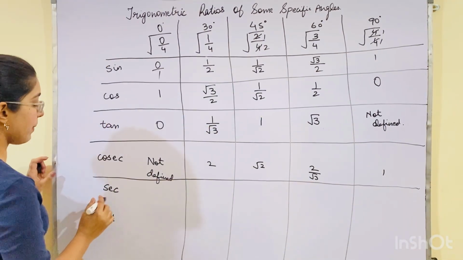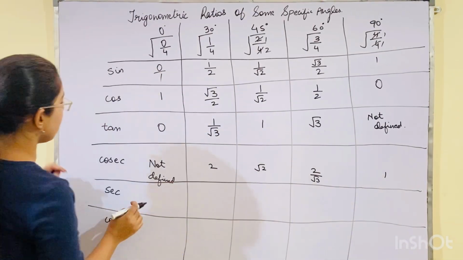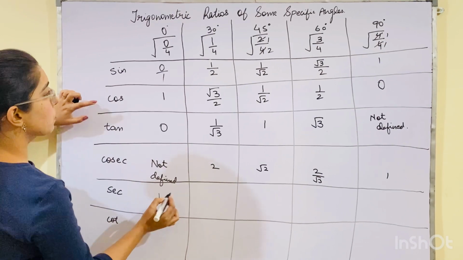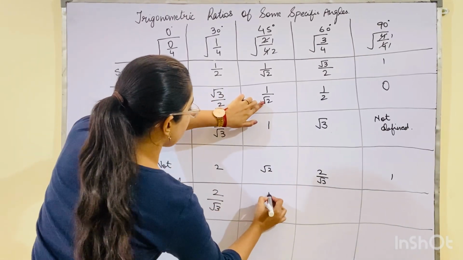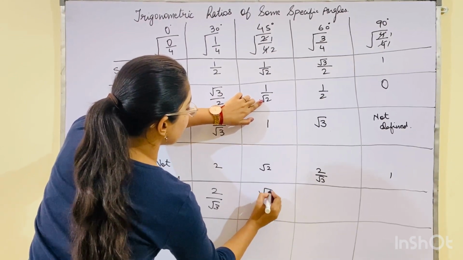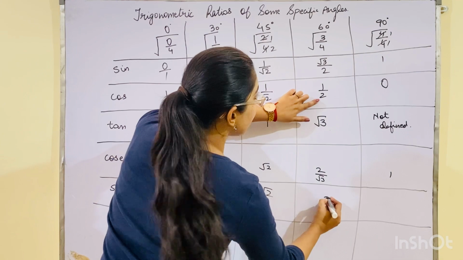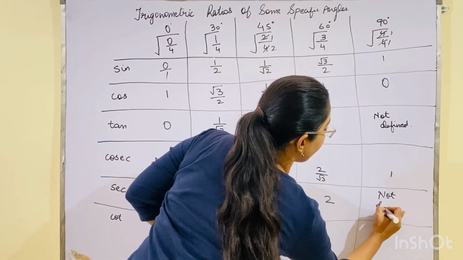Moving on. Coming to sec. Sec is what? It's reciprocal of cos. So 1 by 1 is 1. Reciprocal 2 by root 3. Reciprocal root 2 by 1 or just root 2. Reciprocal 2. Reciprocal again not defined.